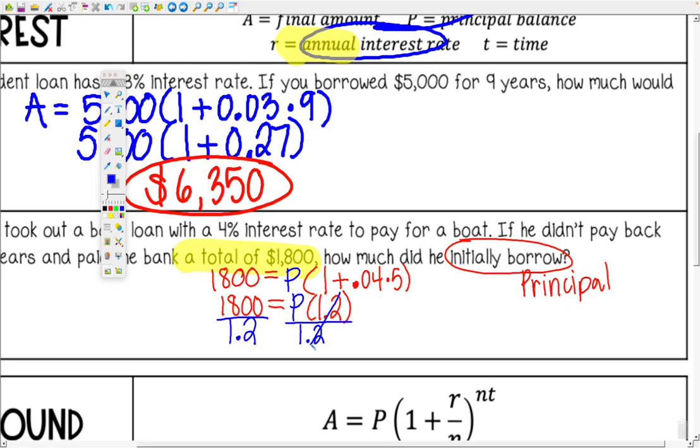And then in the calculator, from top to bottom, I put 1,800 divided by 1.2, and that will give me the principal amount, meaning the starting amount that was borrowed. Yep, $1,500.